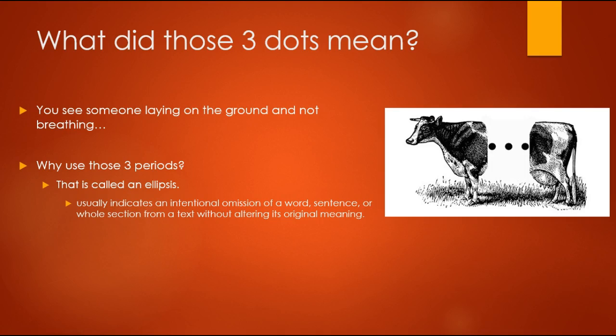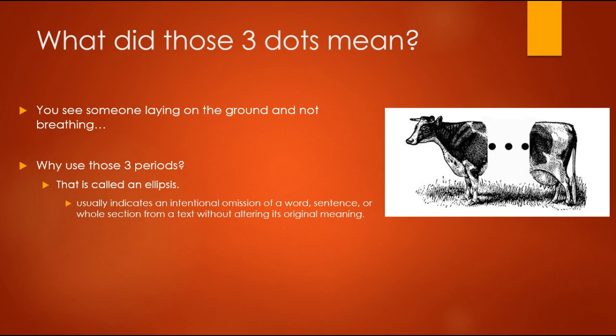So if I take a look at this cow, you see the front half of the cow, dot, dot, dot, end half of the cow. The middle of the cow isn't included in the picture. I didn't change the meaning of the cow, I just omitted it or got rid of it. And how this would be used in an English paper is, let's say you take out several sentences from the story To Kill a Mockingbird or another book in a quotation. You just didn't need all those middle sentences in your quotation to get your point across. You can use the dot, dot, dot.